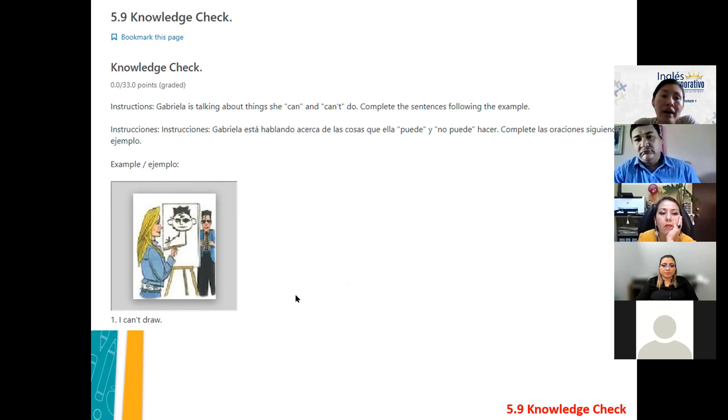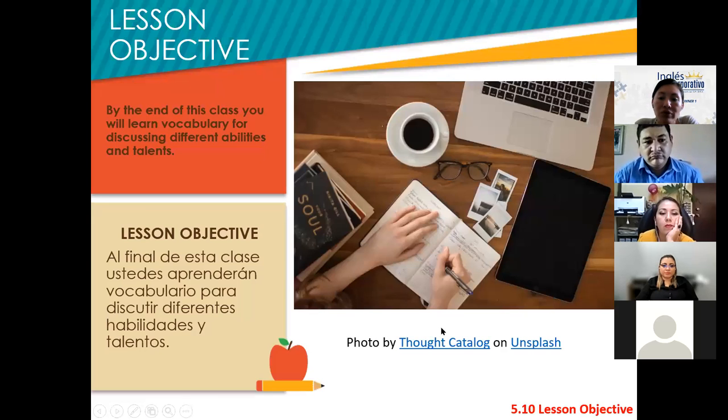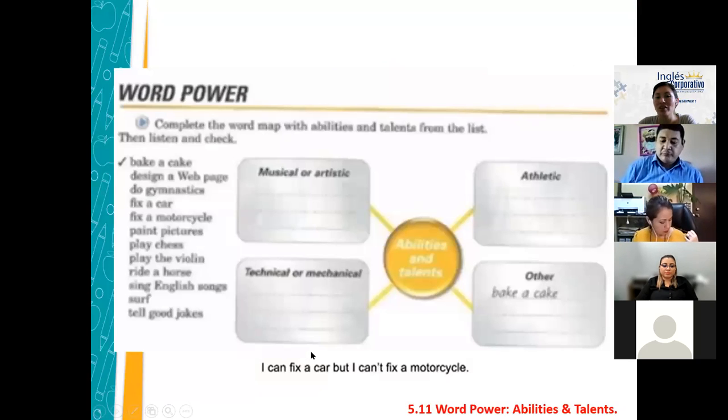Okay, so and after 5.9, we move to, it says by the end of the class, you will learn vocabulary for discussing different abilities and talents, okay? Y pues, this one llama exactamente pues al tema, which is abilities and talents, right? And there you have like a little chart. Lo siento, chicos, this is the best I could do, lo mejor que pude hacer con la imagen, ¿verdad? Y van a disculpar, pero en la plataforma creo que se ve un poco más claro. Right, so there you have it, says complete the word map with abilities and talents.